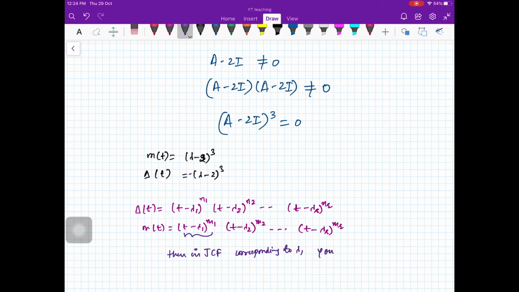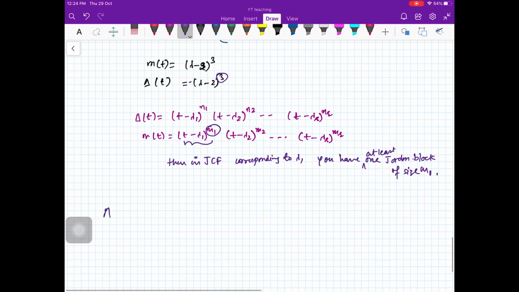Then in the JCF corresponding to lambda 1, you have at least one Jordan block of size m1, and all other blocks are of size less than or equal to m1. And in this case we have to have a block of size 3, and because the total dimension is 3, we will have only one block. So corresponding to A, the JCF is a Jordan block of size 3 with 2's on the diagonal. So this is your Jordan block, right?